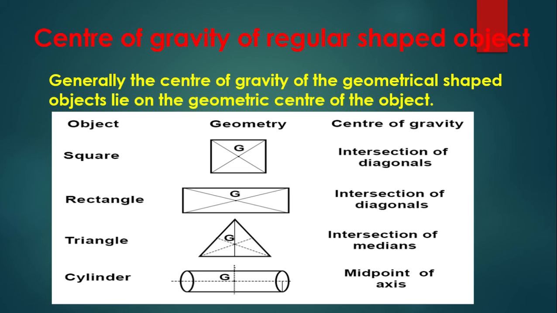Center of gravity of a regular shaped object. Generally, the center of gravity of a geometrically shaped object lies at the geometric center of the object. In a square, the center of gravity lies at the intersection of diagonals. In a rectangle, the center of gravity lies at the intersection of diagonals. In a triangle, the center of gravity lies at the intersection of medians. In a cylinder, the center of gravity lies at the midpoint of the axis.